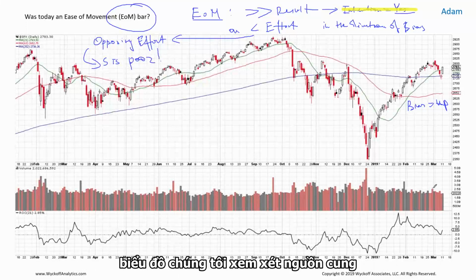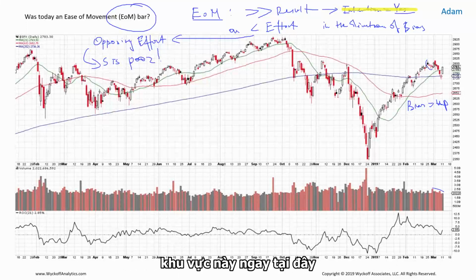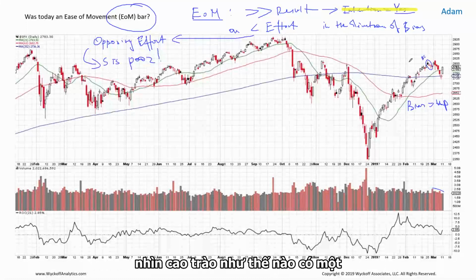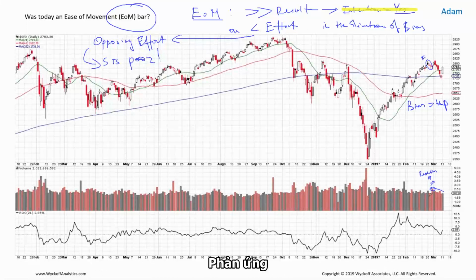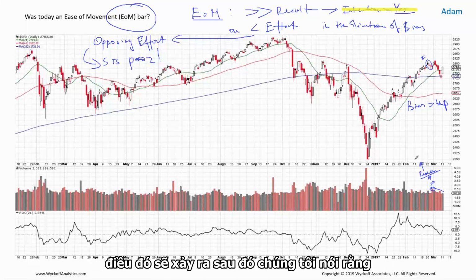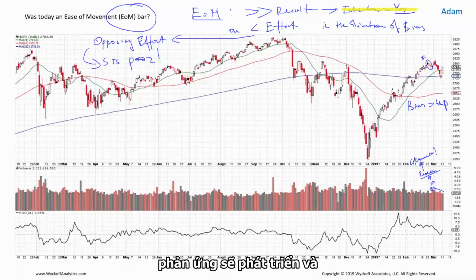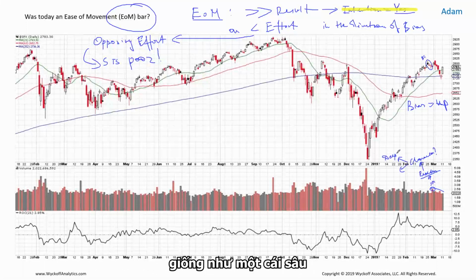Well, we look at the chart, we look at the supply that's coming in, and on Wednesday's calls I was talking about this area right here, and we've talked about how the last bar looked climactic, how there is a very subtle increase of the supply that suggested there's going to be some kind of reaction that's going to happen. Then we said that with this reaction, we need to understand what is the character of this reaction that's going to develop. And then we developed two scenarios. One is kind of like a deep reaction, and another one is shallow.